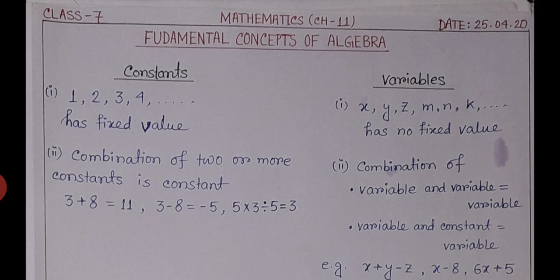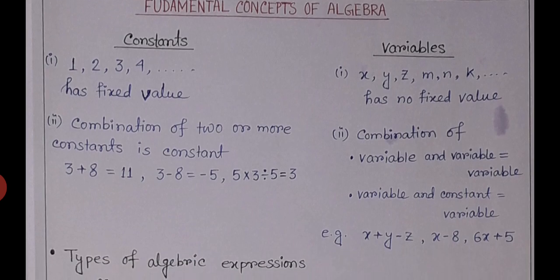But the combination of a variable and another variable is also a variable, and the variable and constant, its combination is also a variable. For example, x plus y minus z. Here the variable x is added with another variable y and z is subtracted from this, and the answer is also again a variable. Another example, x minus 8, 6x plus 5. Here all are variables.